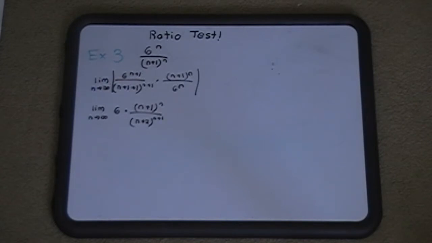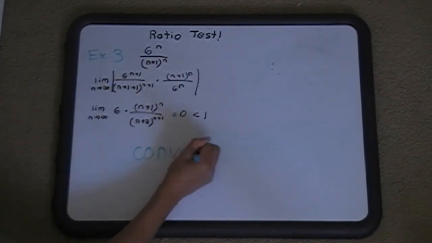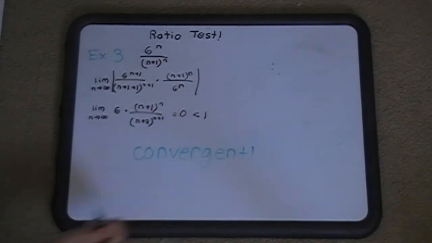Now, if the denominator's exponent is larger than the numerator's exponent and you're taking the limit, then the limit will just be 0. And 0 times 6 is 0. And that's less than 1, which means this is a convergent series.